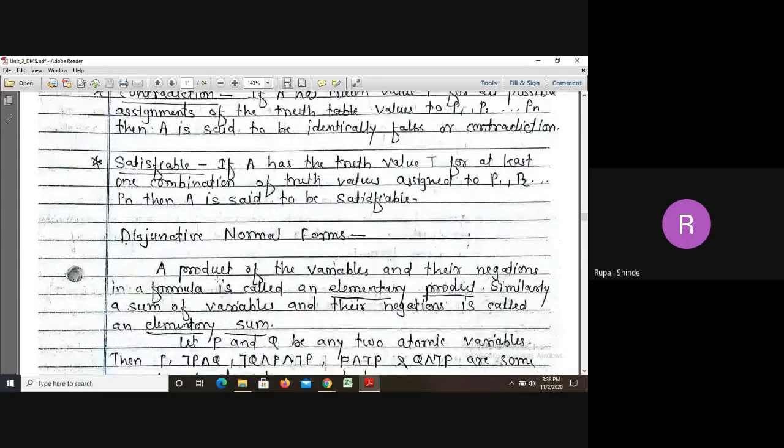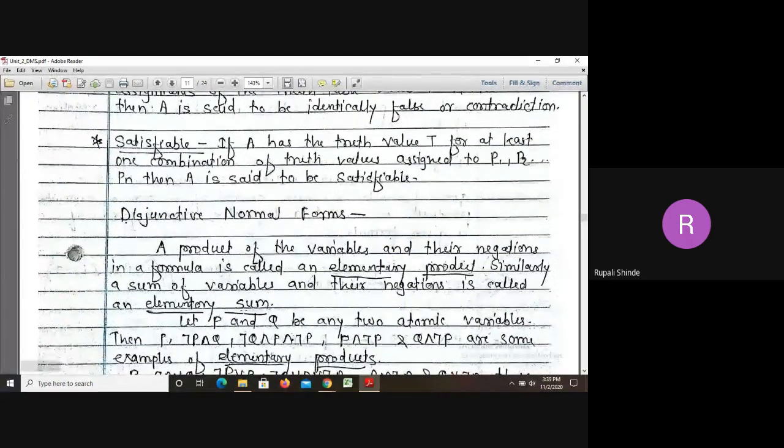Now the next point is disjunctive normal form, that is DNF. This point we also covered in unit number 8. So what is this DNF? A product of variables and their negations in a formula is called an elementary product. Similarly, a sum of variables and their negations is called an elementary sum. So two definitions are here: elementary product and elementary sum.